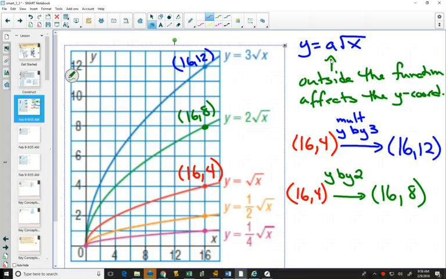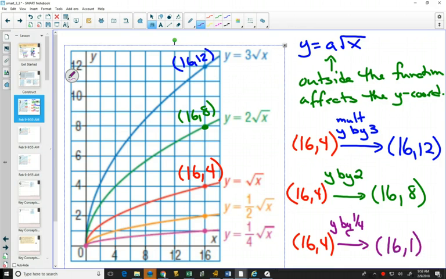I'll only do one more. Maybe I'll do the purple one here. (16, 4). If I go here, now I have a 1/4 out in front. Even if it's a fraction, you multiply that. So I'd multiply all my y values by 1/4. And that's (16, 4). If I multiply 4 by 1/4, I get (16, 1). So we could do the orange one as well. You're going to multiply by 1/2.